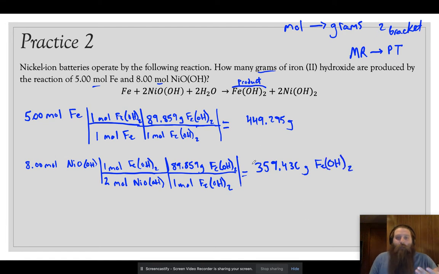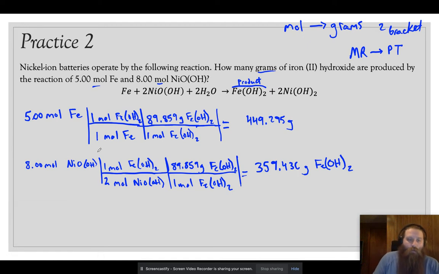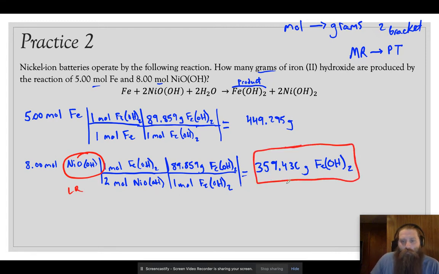All right, so again, the limiting reactant limits how much product you can make. So when you're comparing the two, the one that's lower must be the theoretical yield. It must be made by our limiting reactant. So we'll switch over to red and we'll box in our answers. NiOOH is my limiting reactant. Thus, that number, 359.436, is my theoretical yield.